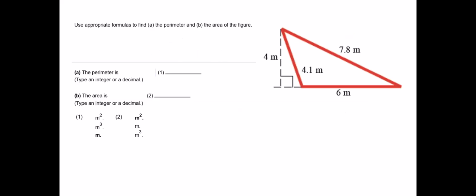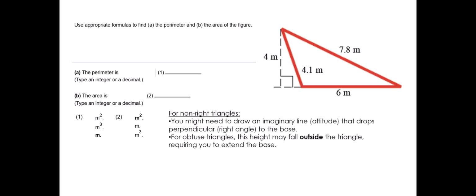Use the appropriate formulas to find the perimeter and the area of the figure. Let's talk about this triangle for a second. Now, this is not a right triangle, so you might need to draw an imaginary line, altitude or height, that drops perpendicular, a right angle, to the base. For obtuse triangles like this one, the height may fall outside the triangle, requiring you to extend the base.